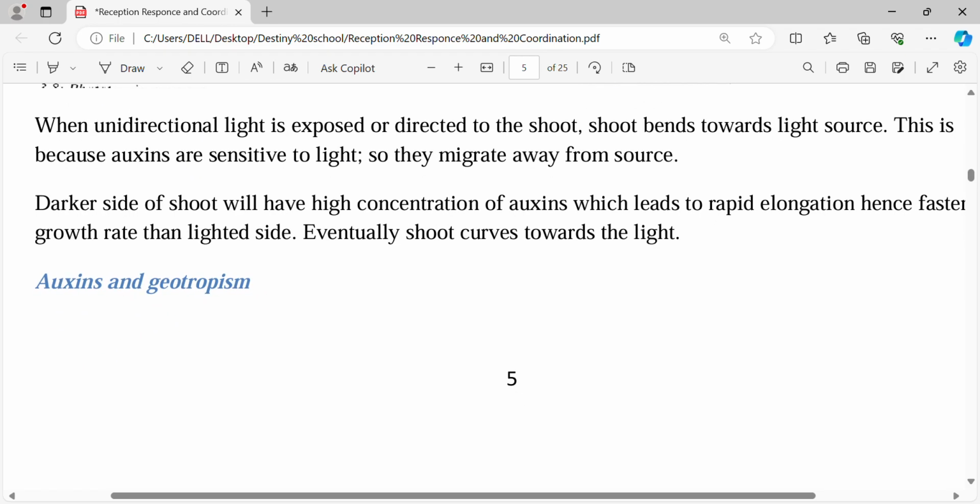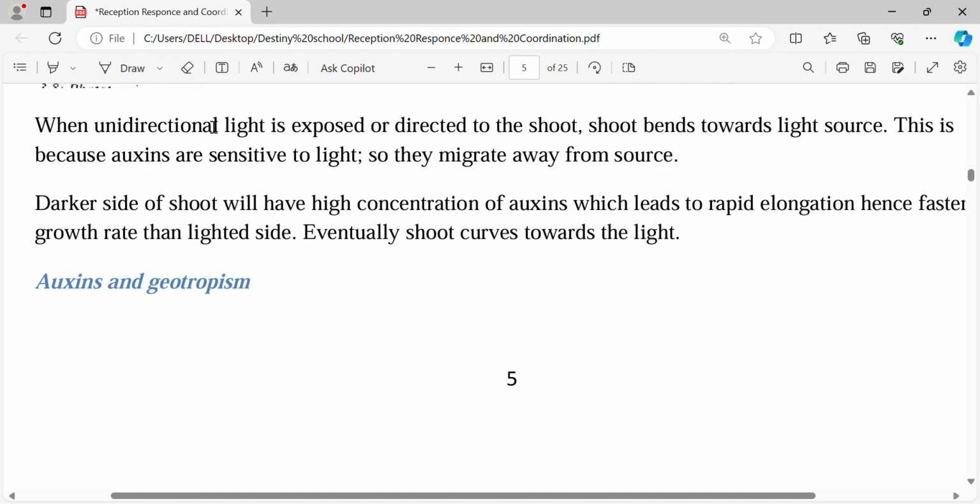So, unidirectional light: what do you mean by unidirectional light? A light source from one side. Because if you have not introduced a source of light from one side, there's nothing that you're going to see. If there is uniform distribution of light, then there's also going to be uniform distribution of auxins, and there is going to be uniform growth rate. But if you want to see phototropism at work, then you need to use unidirectional light, a source of light from one side.